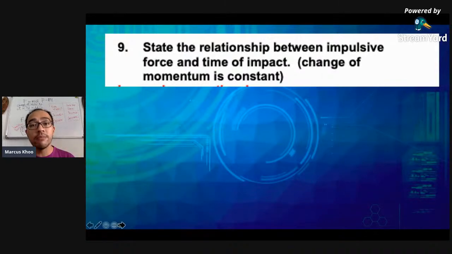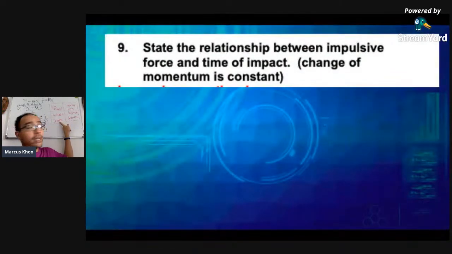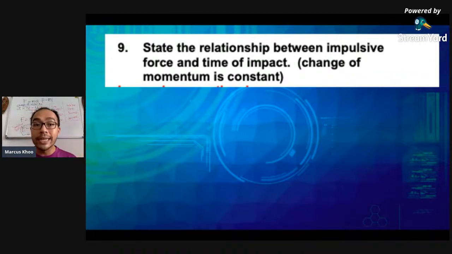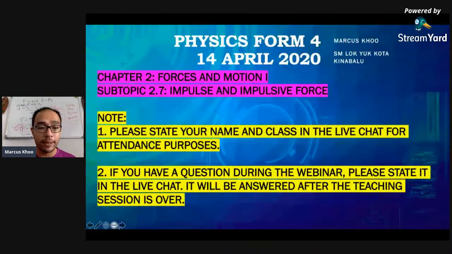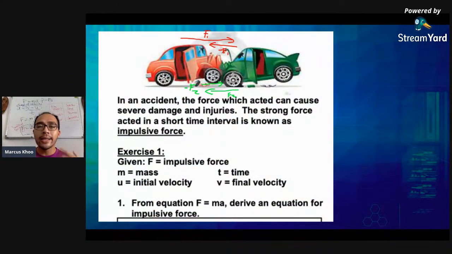So that's the relationship between impulsive force and the time of impact. The bigger the time of impact, as I've shown you over here, the smaller the force, and the other way around. A small time of impact will produce a much bigger impulsive force. Which is why the most damaging accidents, we're always going to come back to this accident because it's the best example, are accidents that happen over a very short amount of time.